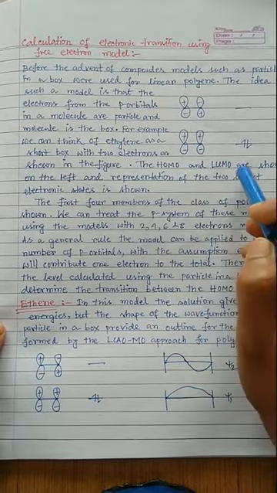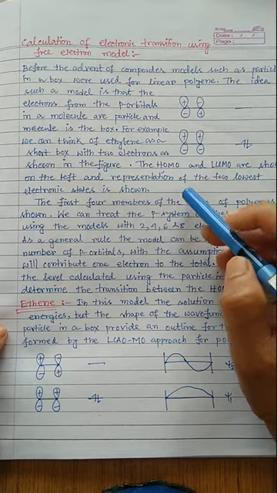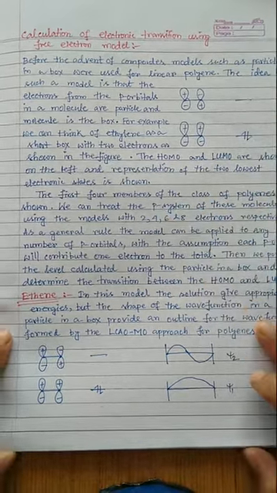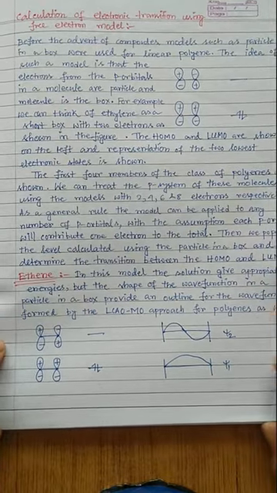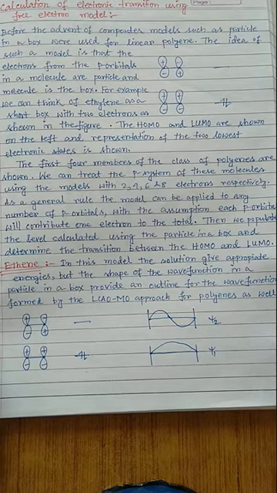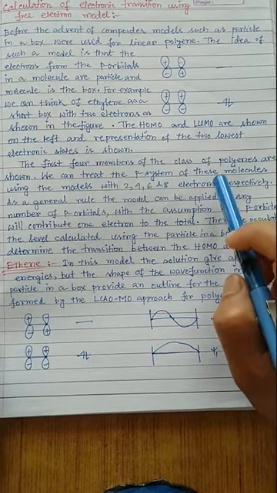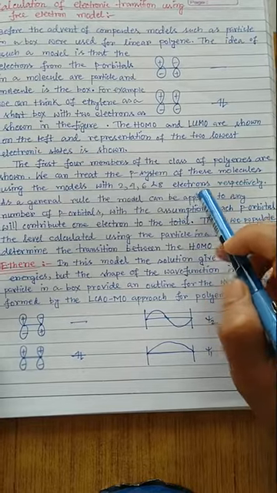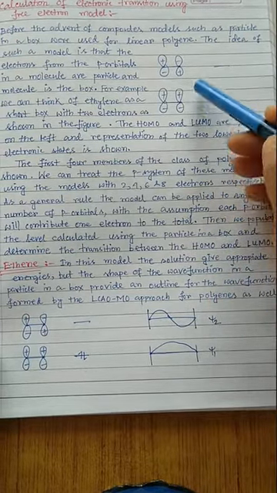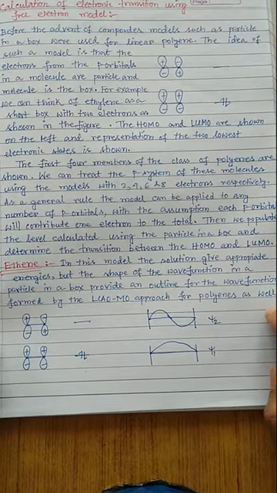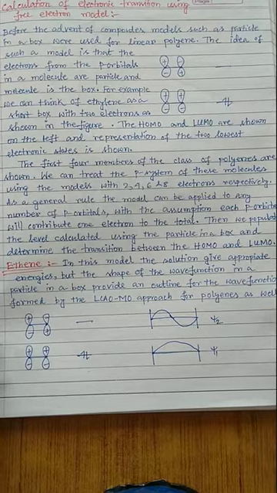The HOMO and LUMO are shown on the left, and the representation of the two lowest electronic states is shown. The first four members of this class of polyenes are shown on the next page, where we can treat the pi electrons of these molecules using the model with 2, 4, 6 and 8 electrons. Here, this is the two-electron system, 4 means 1,3-butadiene, 6 means 1,3,5-hexatriene, and 8 means the higher one.